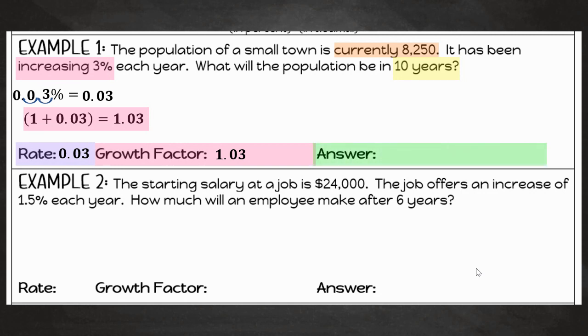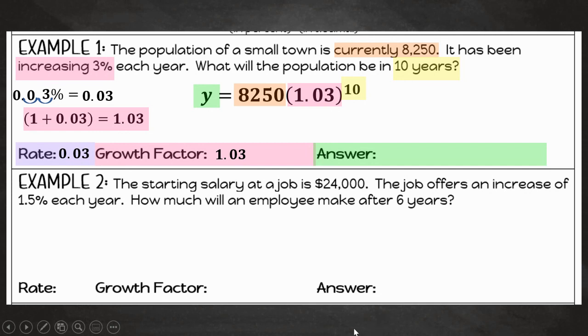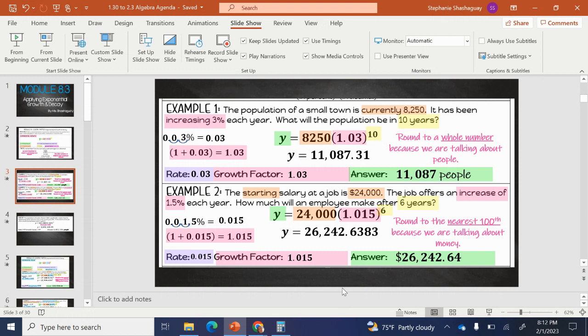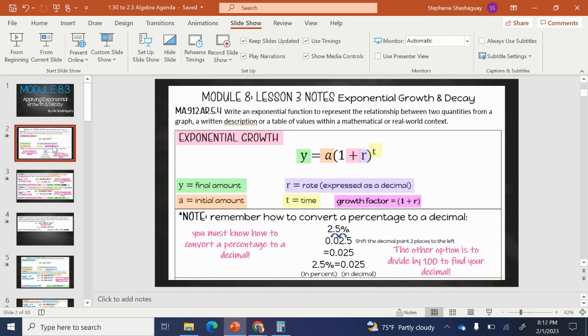Now let's look for our answer. So we're going to plug it into our formula. y equals 8,250, which is the initial amount. Okay. Our growth factor of 1.03. And we're looking for the population after 10 years. So to do this, we're going to do that all in the calculator at one time. So I'm going to go ahead and show you at least once. Give me just a moment while I pull open the calculator.